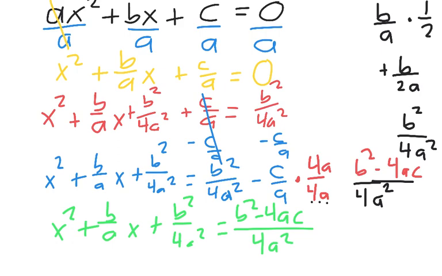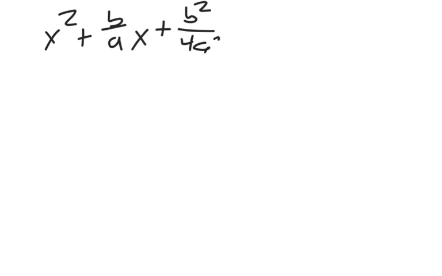Now I'm just going to go to a new slide. I'm going to copy that down again. And then if I go back and look, what did I get when I halved it? I got b over 2a. So I've got x squared plus b over a times x plus b squared over 4a squared equals, and this was b squared minus 4ac over 4a squared.